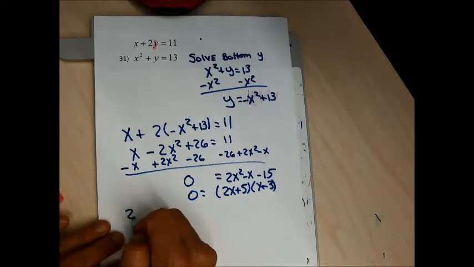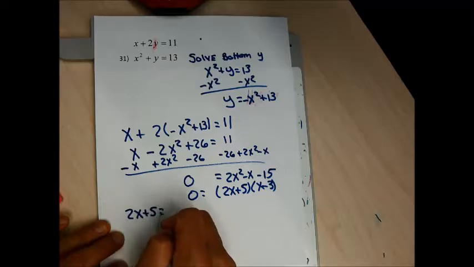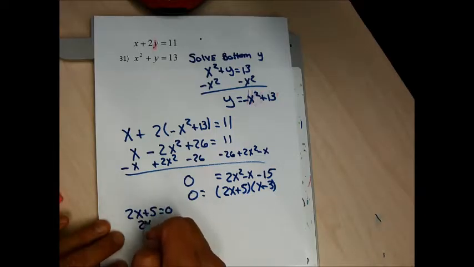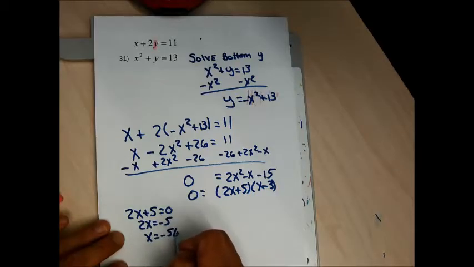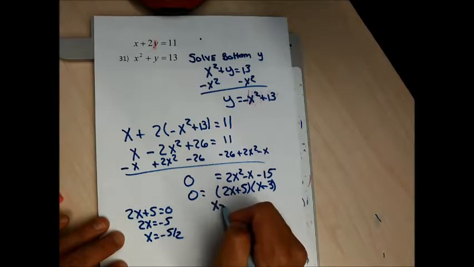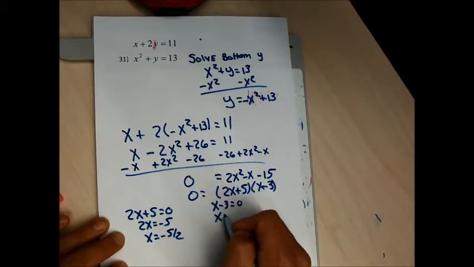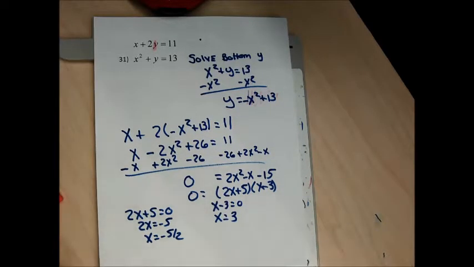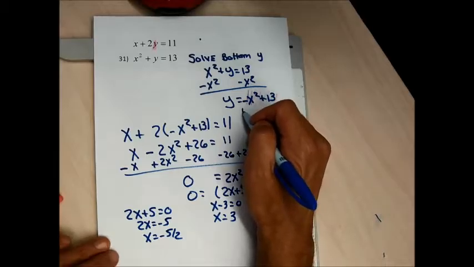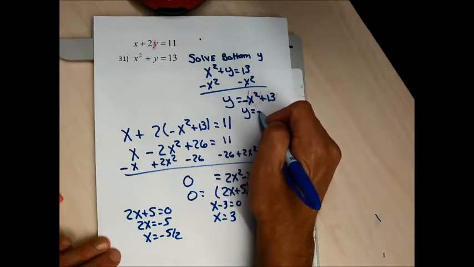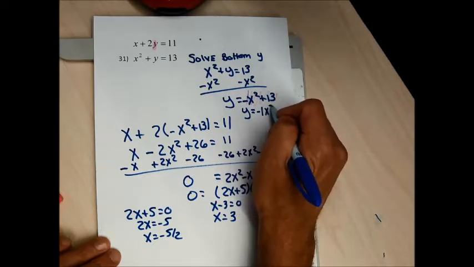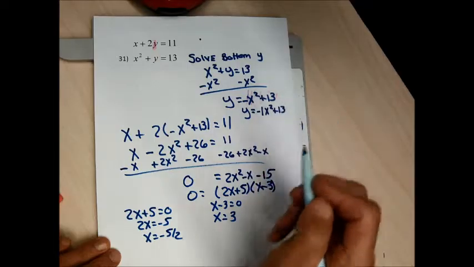Now I'm going to set 2x plus 5 equal to 0. This gives me 2x equals minus 5, x equal to minus 5 halves, and set x minus 3 equal to 0, and I'll get x equal to 3. For each x, I need a y, and I really need to think of this as y equals negative 1, x squared plus 13 when I go to find the y's.